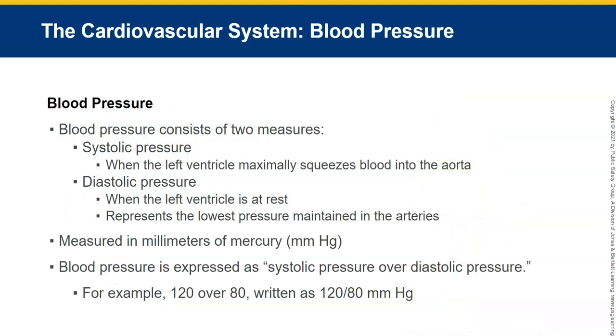Now, how is blood pressure measured? Blood pressure consists of two measures: systolic over diastolic. Systolic is when the left ventricle squeezes, and that maximum contraction squeezes blood into the aorta. Diastolic pressure is when the left ventricle is at rest, and it represents the lowest pressure maintained in the arteries. It's measured in millimeters of mercury, and blood pressure is expressed as systolic over diastolic. For example, 120 over 80 millimeters of mercury.